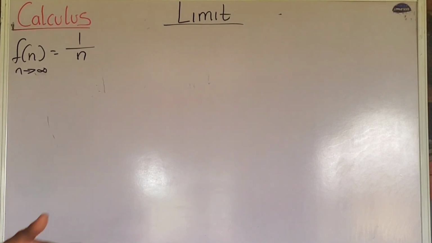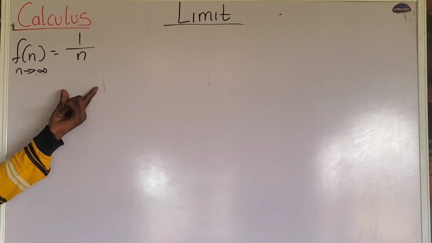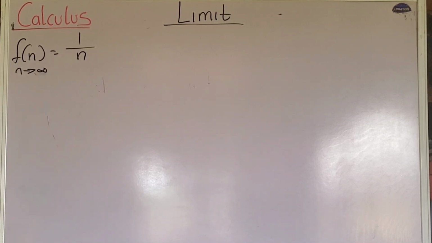So let's take the value of n as a large number, just like 1 million. If you substitute 1 million in this function as the value of n and you take the limit, you're going to discover that you have a value that tends to 0. Because it approaches 0, that means that limit converges. The limit converges to 0. You get what I'm trying to say?